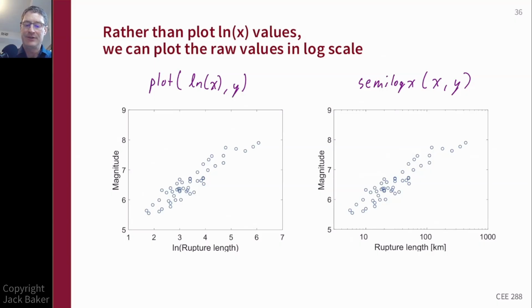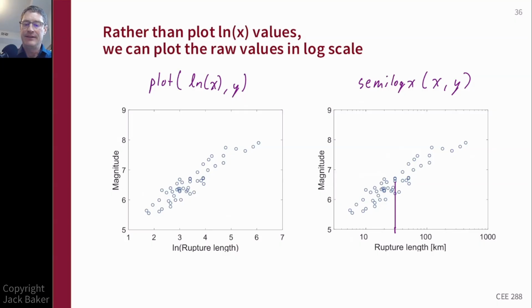So if I want to guess what's the magnitude associated with a rupture length of 30 kilometers, I can go find 30 kilometers here, map up into the data very easily. So we get the benefit of working in the units we're comfortable with, but we also get the benefit of the log scaling. And so that's a really nice way to look at this data.